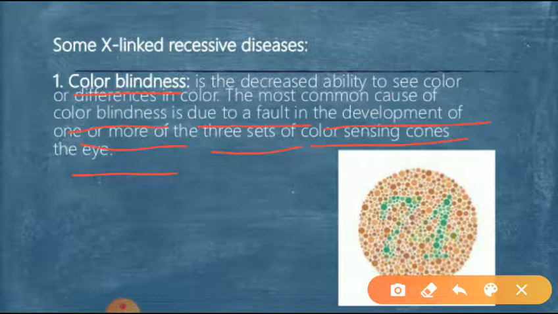In the case of color blindness, what will happen? These color sensing cone cells will not develop properly due to the mutation of a gene present in the X chromosome. The gene present in the X chromosome undergoes mutation and finally it leads to color blindness. If that gene is working, what can develop? The color sensing cone cells can develop. In this way it helps us to see color vision.